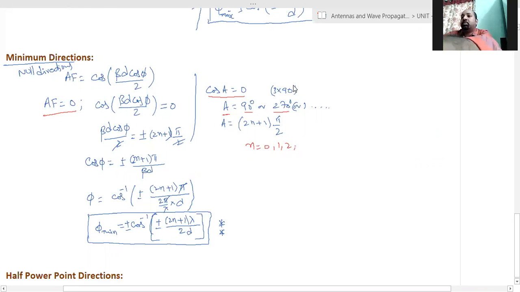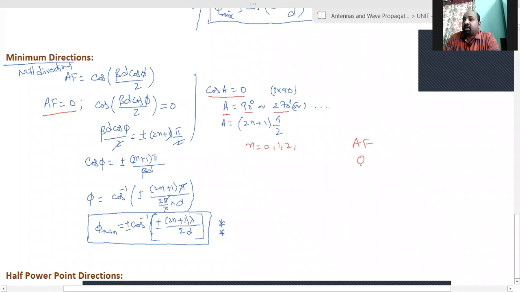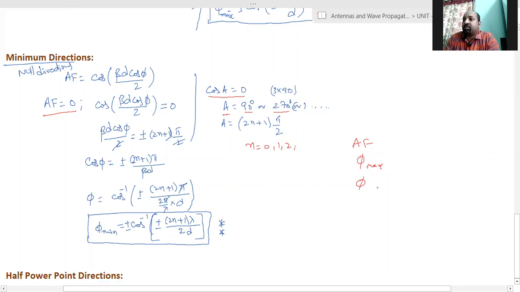Simplifying this, you will get phi minimum. Phi minimum is equal to plus or minus cos inverse of plus or minus (2n plus 1) lambda by 2d. So this expression you will get. Therefore, we have the expression for the array factor, the expression for maximum directions, and the expression for minimum directions.